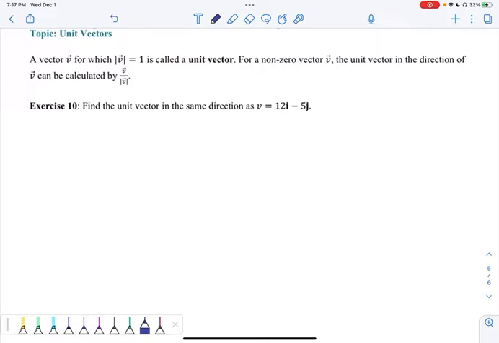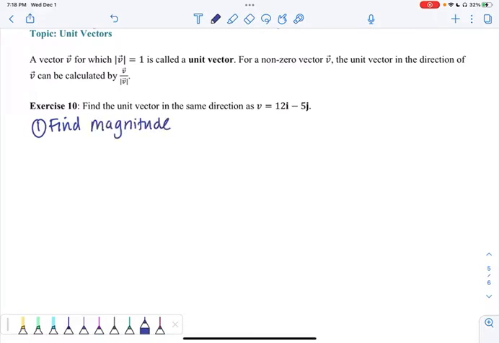So let's try that with this next example. Let's find the unit vector in the same direction as this vector v. All we need to do, just according to what we just read, is find the magnitude. So our first step is to find the magnitude, and then apply that to the vector by dividing it through as a scalar. So find the magnitude first.